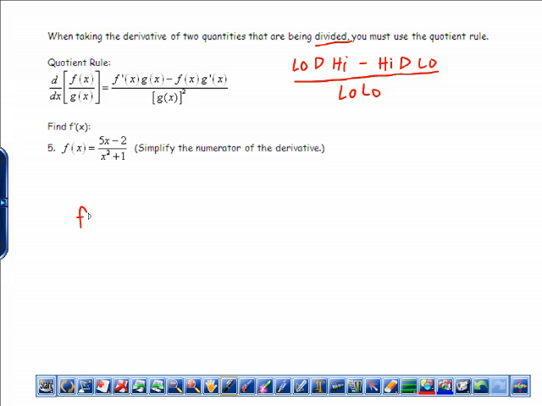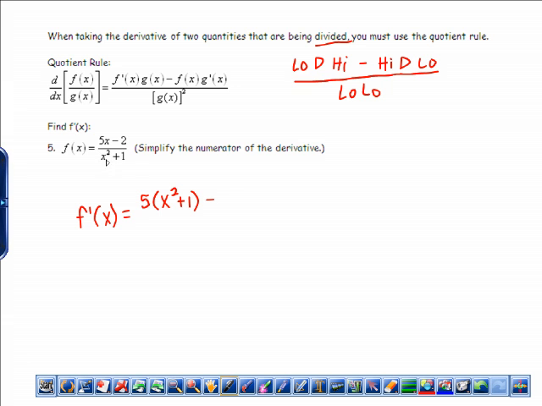Okay? So now let's do this with this first function. Let's find f prime of x. And it does say to simplify the numerator of the derivative, so since it says it, we will need to do it. So first we need to do the derivative of the top, the numerator, times the denominator. So the derivative of the numerator is 5. The denominator is going to be x squared plus 1. Alright, minus.